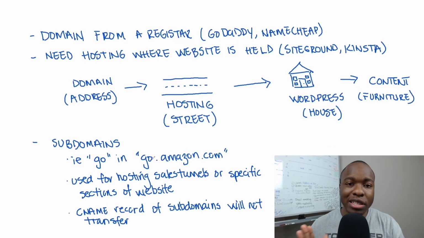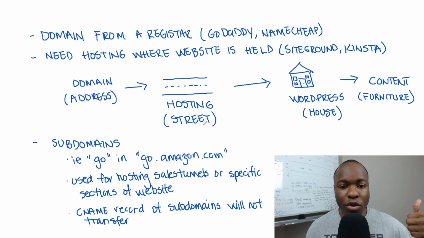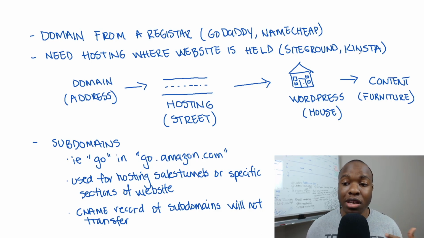But before we do, I need to explain the situation, what happened here. So let's break it down. Here's the deal. Number one, a domain is something you get from a registrar. You can get that from GoDaddy, you can get that from Namecheap, whoever you want to get them from. That's going to be the name of your website. Then you need hosting for where that website is going to be held. Hosting can be companies like Siteground, or it can be Kinsta.